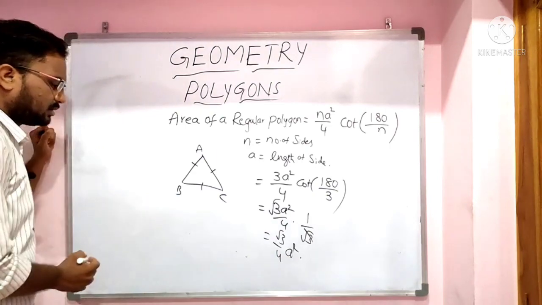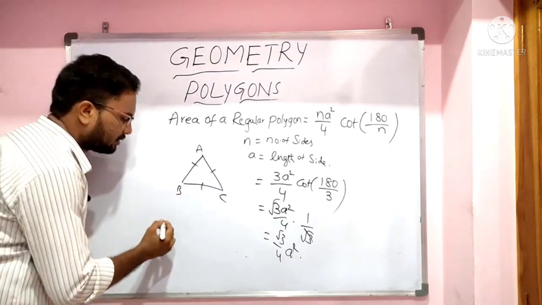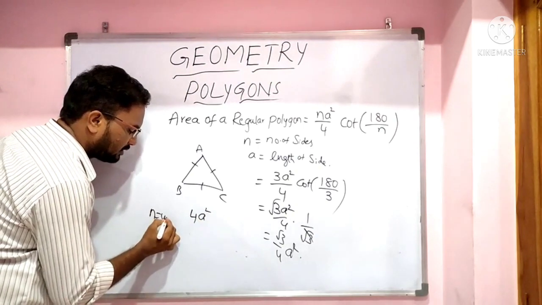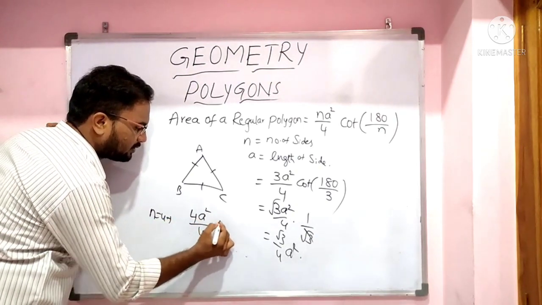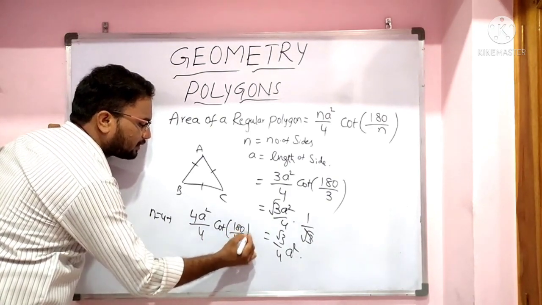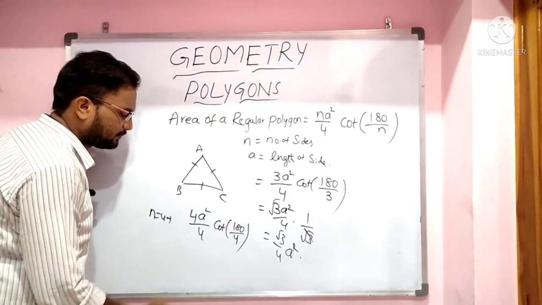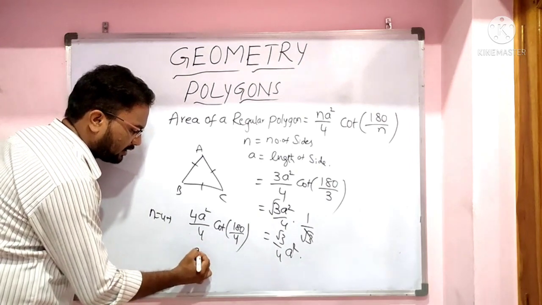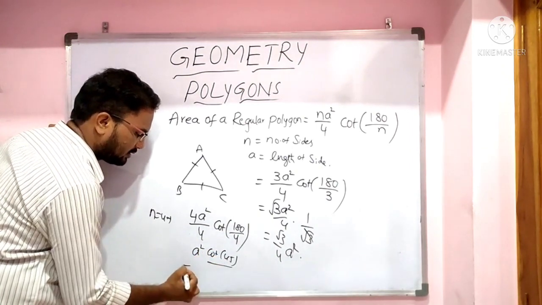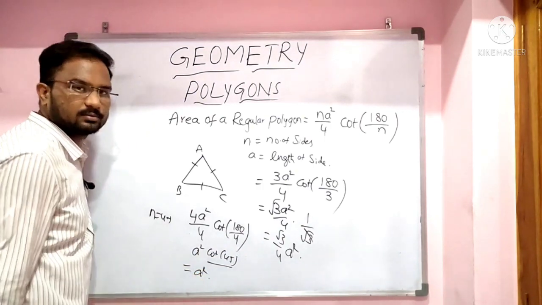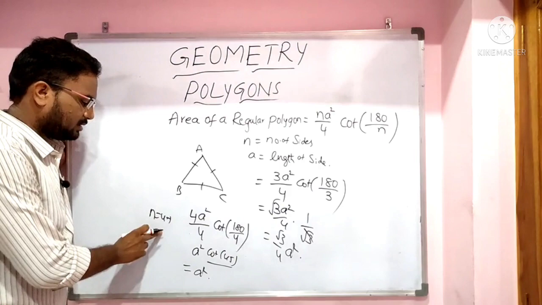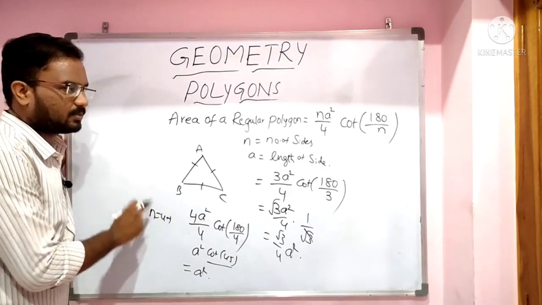So if I take a square, it is a regular polygon. If the number of sides equals 4, then 4 into a squared by 4 into cot(180 by 4). So a squared into cot 45. Cot 45 value is 1. So the answer is a squared. This is the area of a square, a 4-sided regular polygon.